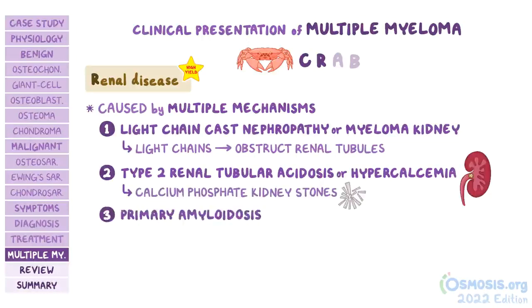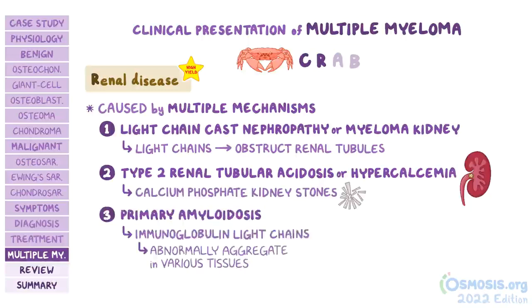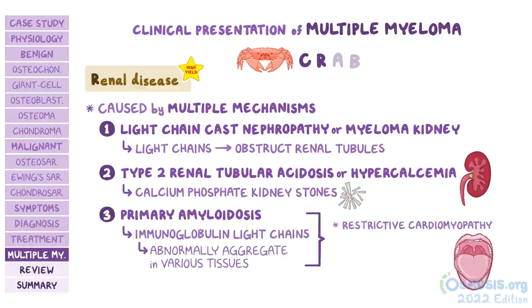In this type of amyloidosis, the immunoglobulin light chains leave the circulation and abnormally aggregate in various tissues, resulting in various clinical manifestations. These include restrictive cardiomyopathy, a large tongue, also called macroglossia, and nephrotic syndrome, to name a few.